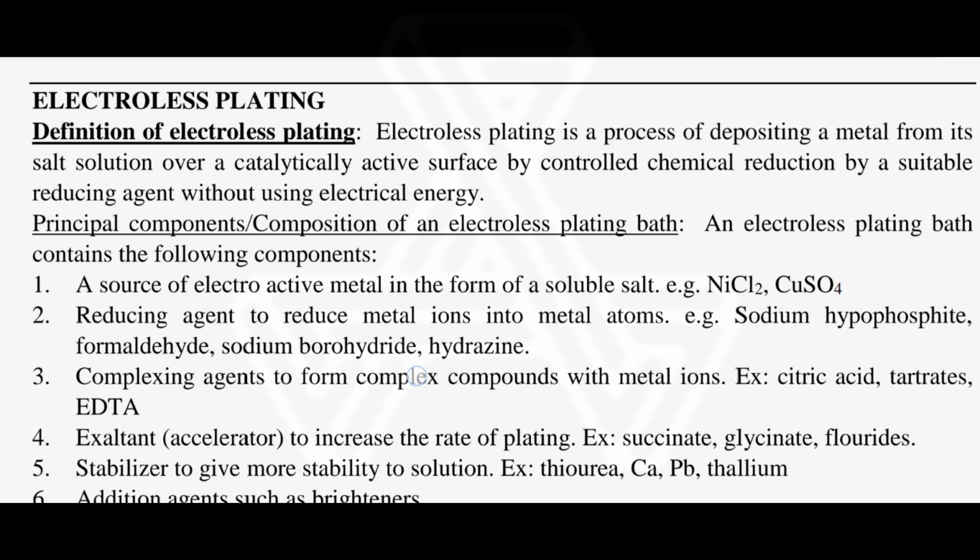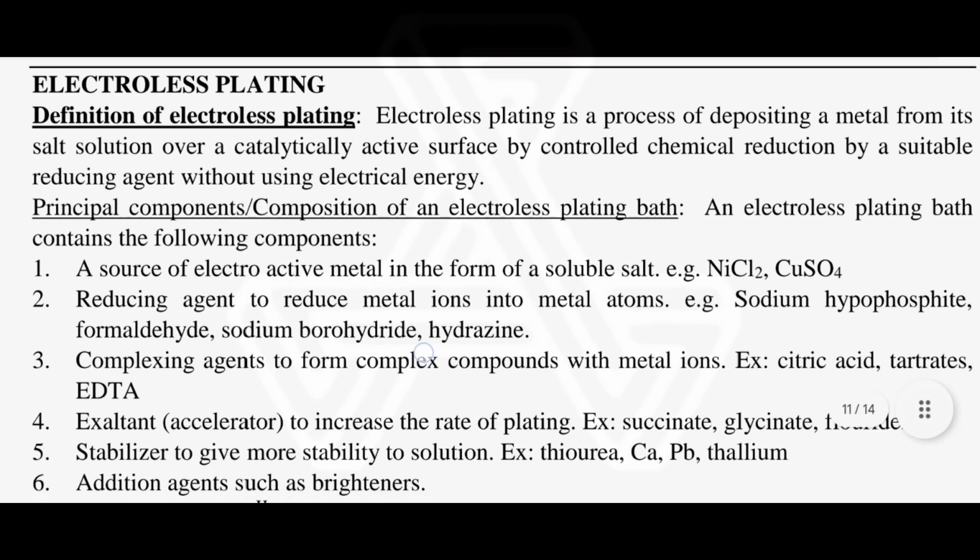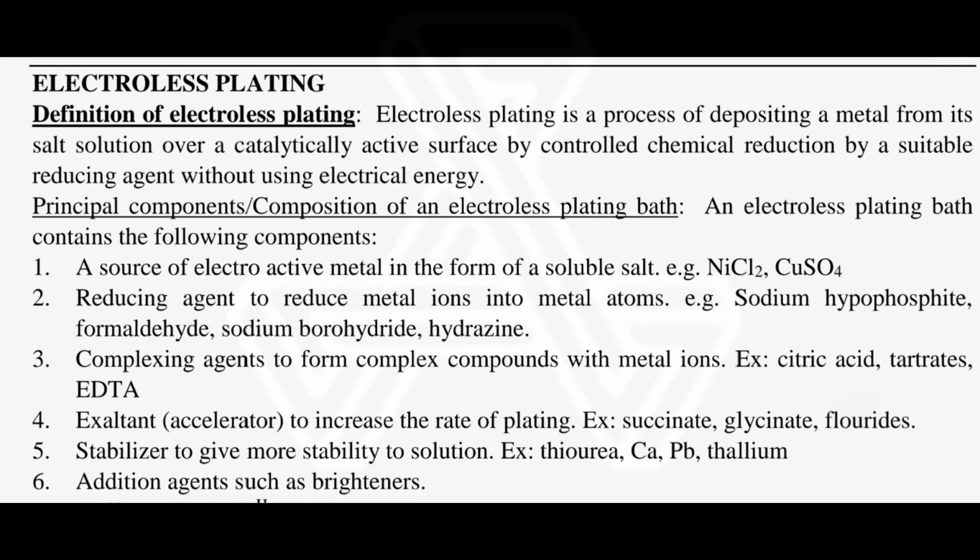Electroless plating. Definition of electroless plating: it is the process of depositing a metal from its salt solution over a catalytically active surface by controlled chemical reduction by a suitable reducing agent, without using electrical energy. Principal components and composition of an electroless plating bath.